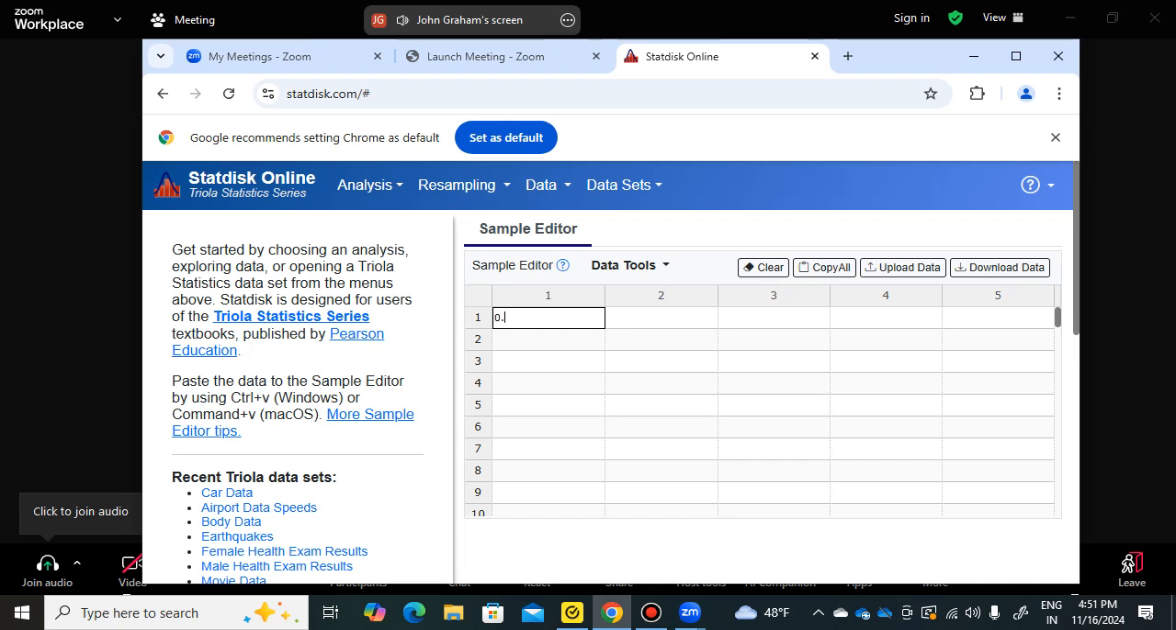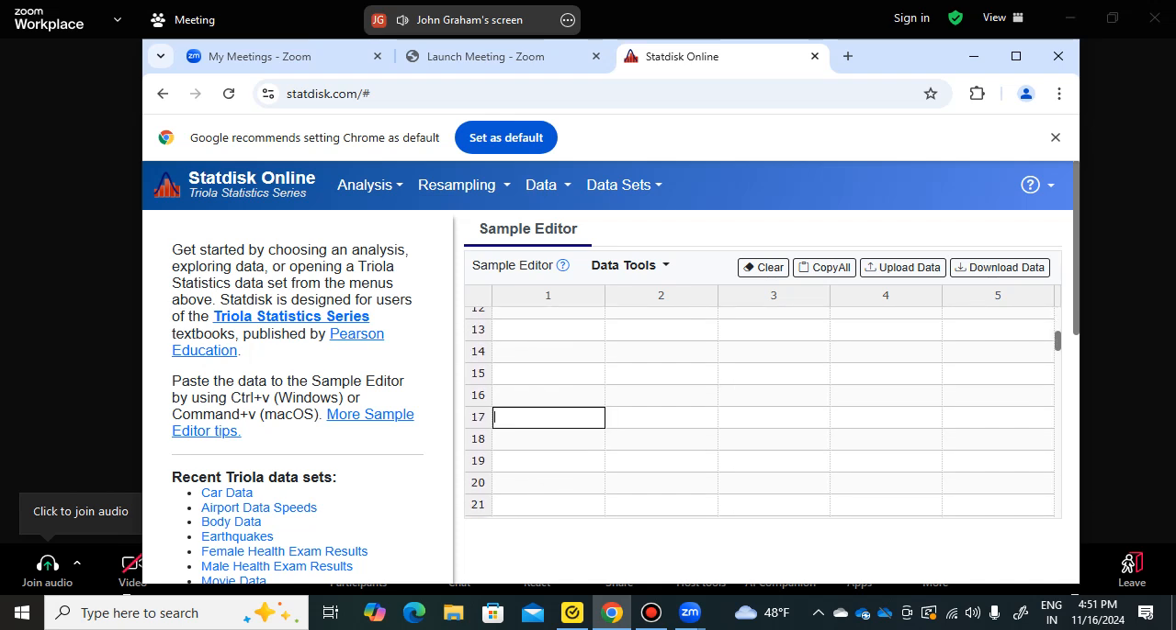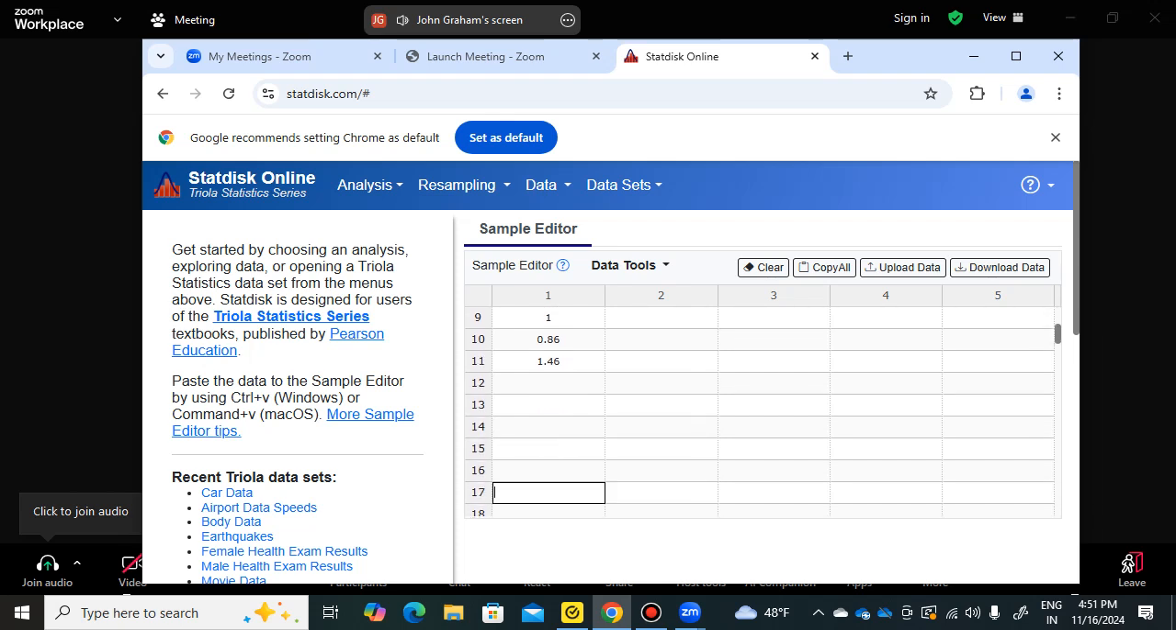So 0.38, 0.55, 1.54, 1.55, 0.5, 0.6, 0.92, 0.96, 1, 0.86, and 1.46. Just want to make sure I got 11. I have missed one before, so I'm just double checking. Alright, go back to the Zoom.